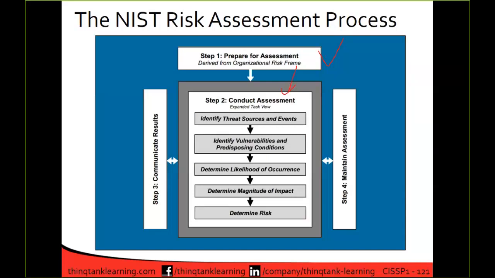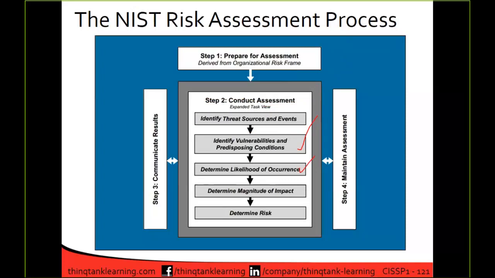All right? So identify the threat sources and the events. These are threat vectors. Where's the threat coming from? What type of threat is it? Is it a threat against physical property, against personnel, against intellectual property, etc.? Identify the vulnerabilities and predisposing conditions, right? Just because a threat exists doesn't mean that you're vulnerable to that threat being realized. So it's very important that once you've identified the threat vectors, you identify the specific vulnerabilities in your organization based on those specific threat vectors.